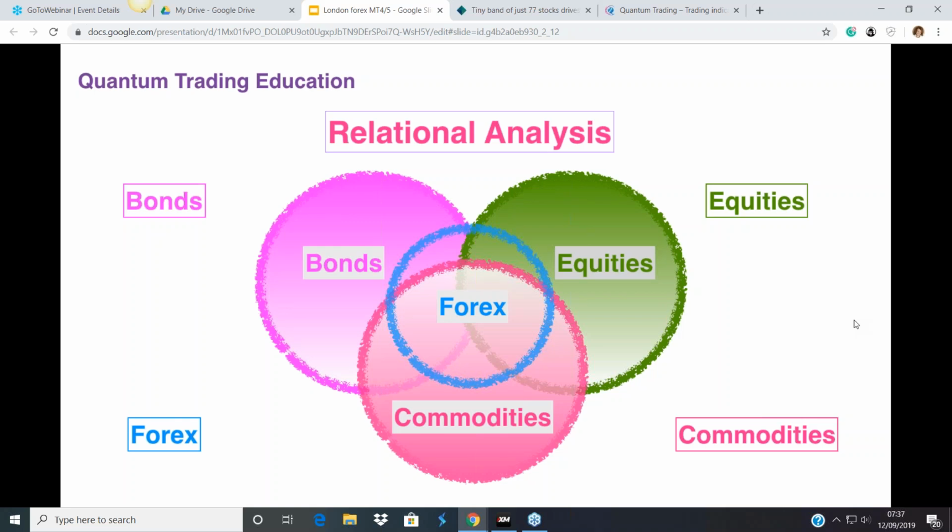So the individual currency pairs and currencies themselves have this relationship with other markets, and once you begin to understand these relationships, it will increase your confidence as a trader. And we explain all this.